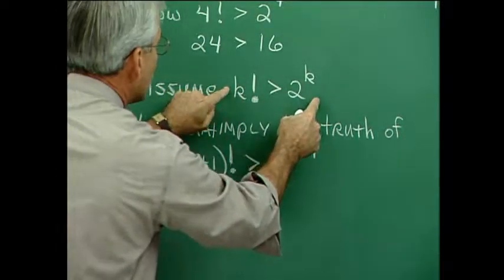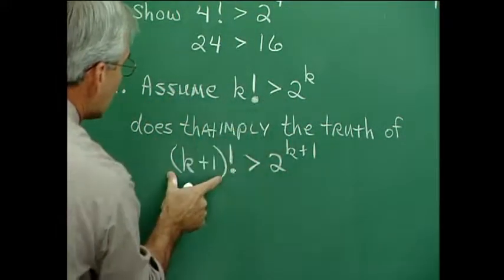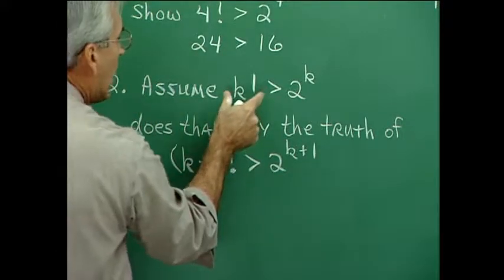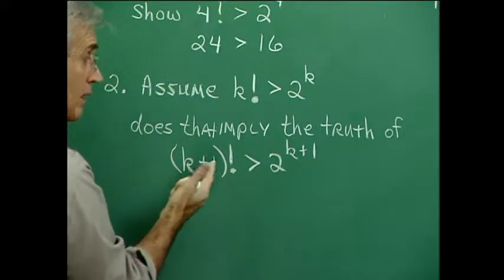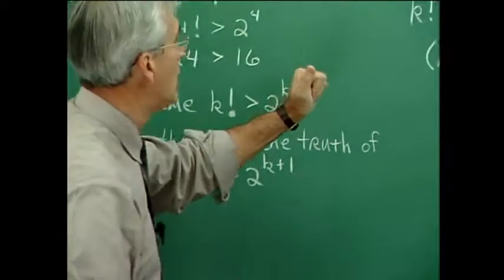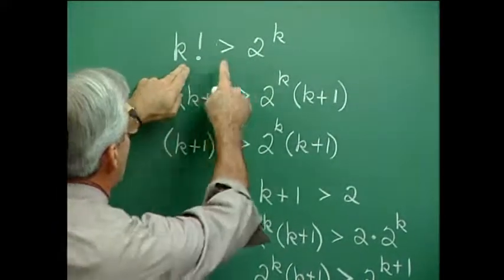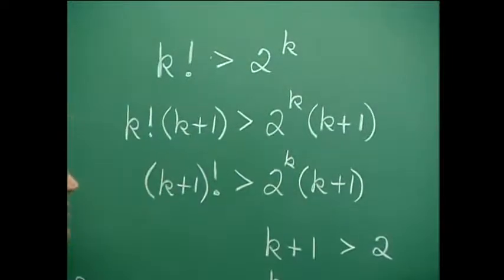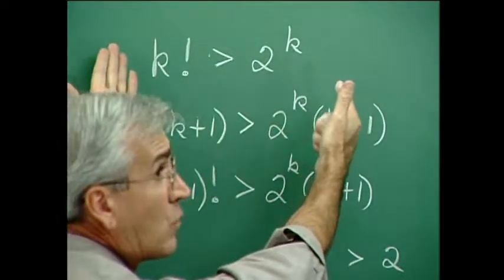We're going to start with this and then decide what we need to do. And I chose to pick on the left side. What additional factor do we need on the left side of this inequality to cause this to happen? Think about that for a moment. So we start with the assumption that k factorial is greater than 2 to the k power, and we want to show that this implies the truth for the k plus 1th item.